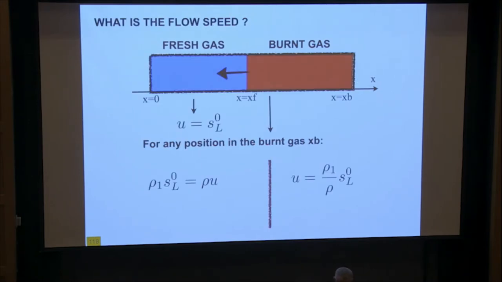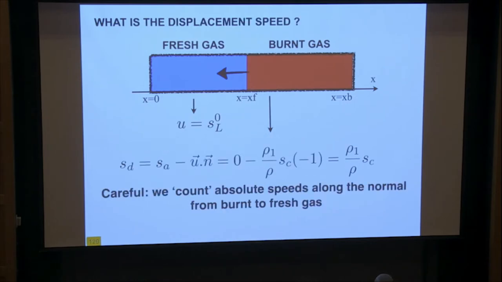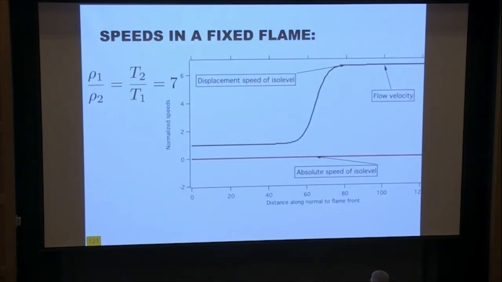What is the flow speed? Well, here we know that the conservation of mass tells us that at each point, rho u must be equal to rho 1 SL0, so that we know that the flow speed goes from rho 1 over rho 2 SL0 to SL0. So it's SL0 at the inlet, and it's increasing in the flame front, so that when we compute the displacement speed, this is what we find. The displacement speed of one iso-level is going from SL0 to, you know, again, 6 or 7 times SL0. So again, if you want to compute the displacement speed here, it will be difficult.